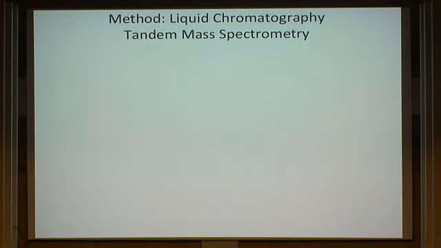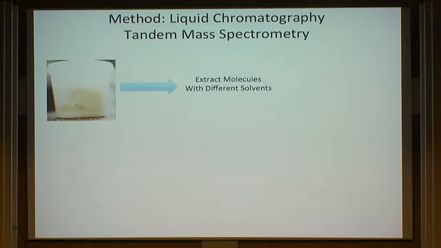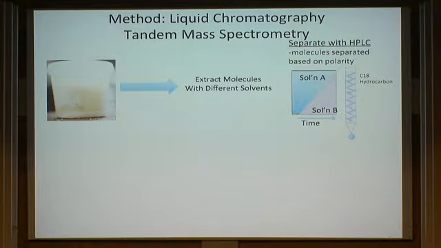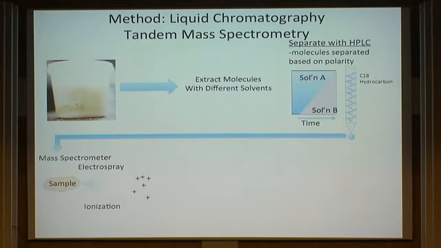The tool that I've been using is LC-MS/MS, liquid chromatography tandem mass spectrometry. Basically how it works is I extract different molecules from sputum samples with different solvents, and then separate those based on their polarity with an HPLC. Most of you probably know what that is. And then, as they come off the column through time, the molecules are sent into a mass spectrometer, ionized, and then basically their masses are weighed using the mass spec.